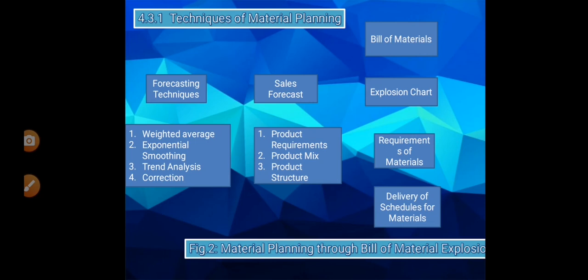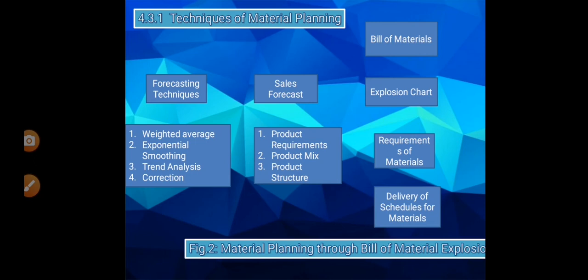Next are the forecasting techniques. Forecasting is a technique that uses historical data as inputs to make informed estimates that are predictive in determining the direction of future trends. The naive forecasting method is based on a projection for a future period on data recorded for a past period. So these are the four techniques: weighted average, exponential smoothing, trend analysis, and correction. A weighted average is sometimes more accurate than a simple average.